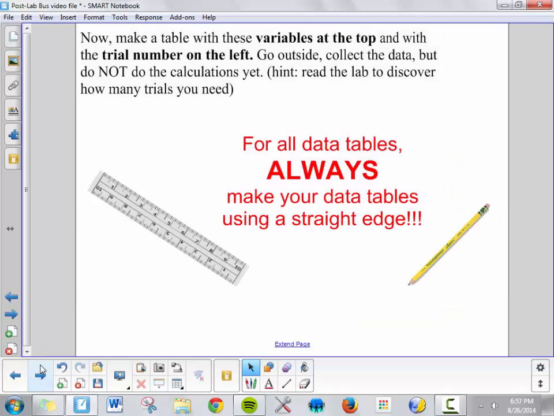When you took your measurements, you were supposed to create a data table. In all of our labs, if a data table is not provided, make sure you do use a straight edge, like a ruler, and a pencil to create the data table. For this data table, we wanted you to put the variables you were measuring across the top and the number of trials along the left-hand side.